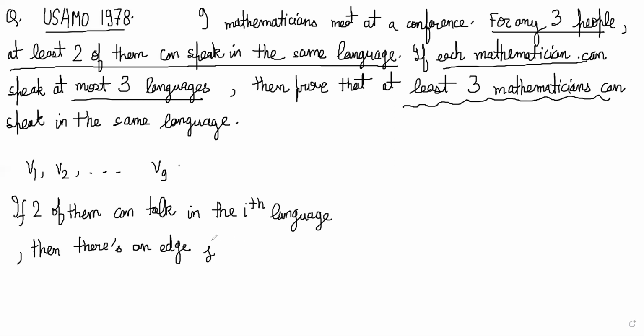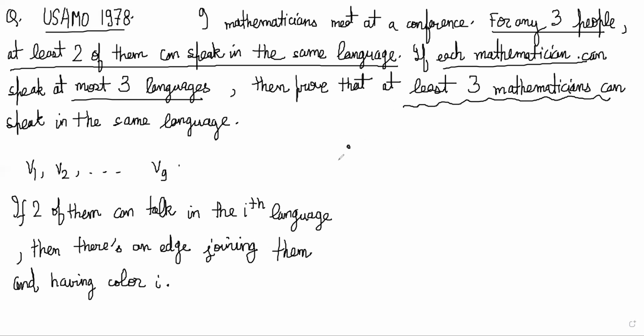Joining them and having color I. So what do we mean here? We have v1 to v9 as 9 vertices which represent mathematicians, and we are saying that if any two of the mathematicians can talk, you will connect those two with a line and we'll color that with the ith color, right?